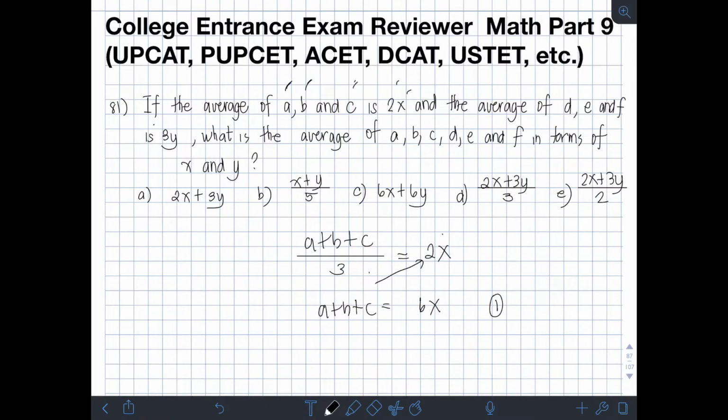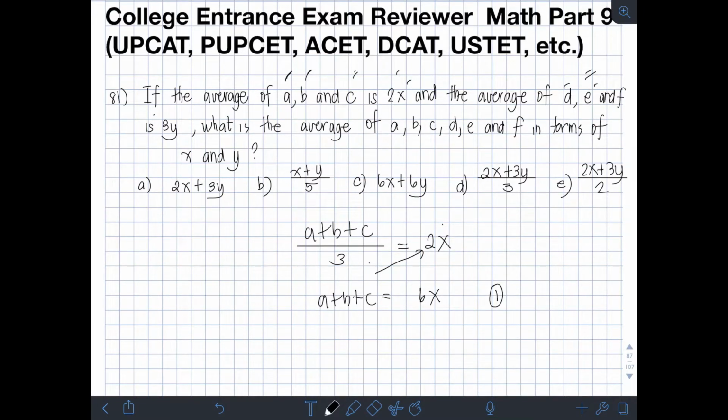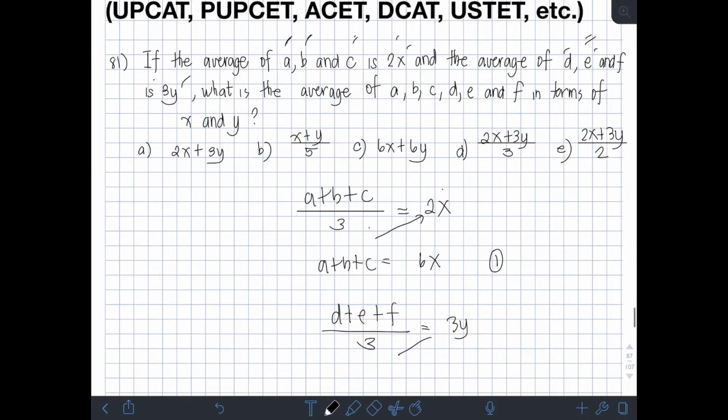Equation 1. Then, sabi dun sa second condition, yung average naman daw ng D, E, and F is 3y. So, buo din tayo ng equation. So, we have D plus E plus F divided by 3 then equal this time sa 3y. Now, cross multiply ko ulit si 3. Magiging D plus E plus F is equal to 3 times 3y is 9y. Equation 2. Now, ang tinatanong is yung average daw nitong A, B, C, D, E, and F.